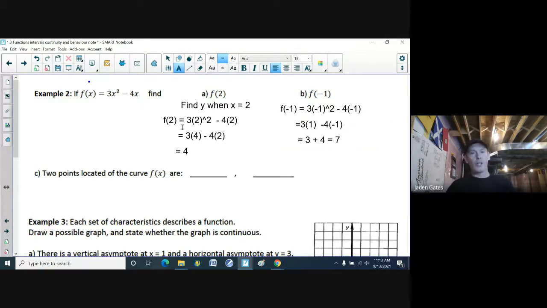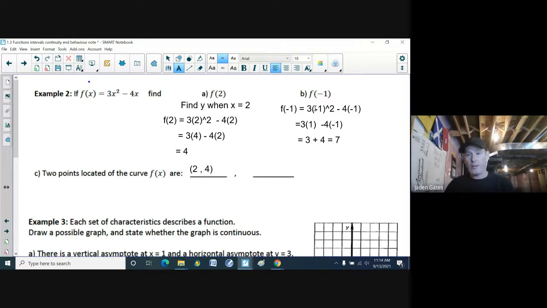All right, so that's just a little recap of function notation. Now, again, what does it mean? Well, we get to see here two points located on this curve, because it is a curve, a quadratic equation, a little different than we're used to. But right here, it's telling you, hey, when x is 2, y is 4. So one of the points is simply (2, 4). The x value is 2, the y value is 4.